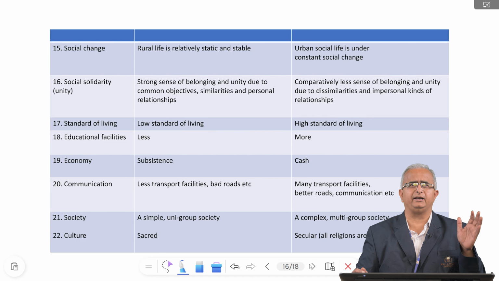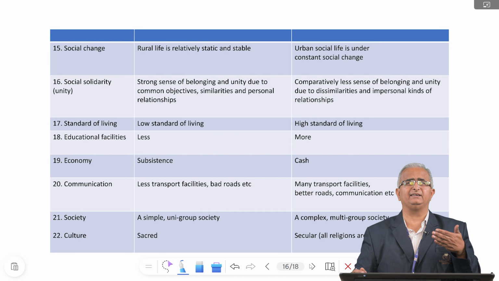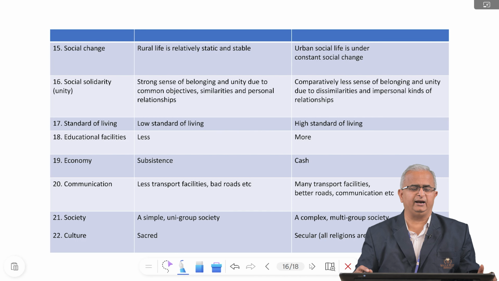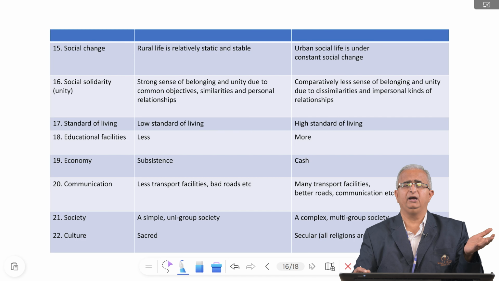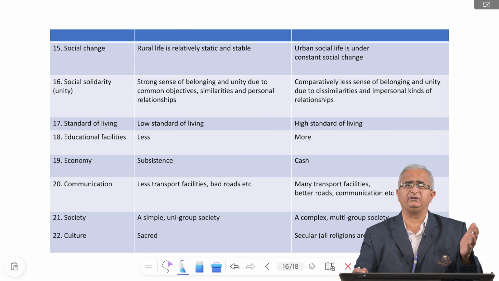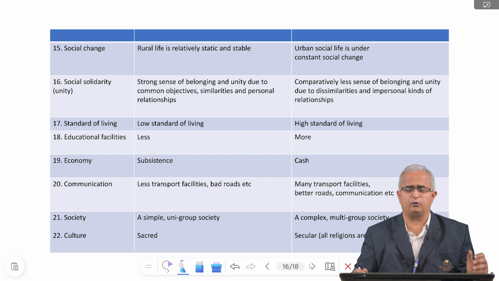Social solidarity and unity, the sense of belongingness, the "we" feeling, is stronger among the village people. All the village people believe that the entire village acts as a unit. Whereas in the urban areas, that sense of belongingness is very less. Standard of living is low in the rural areas and high in the urban areas. The education facilities in the rural areas are very few compared to the urban areas. A subsistence economy is observed in the rural areas.